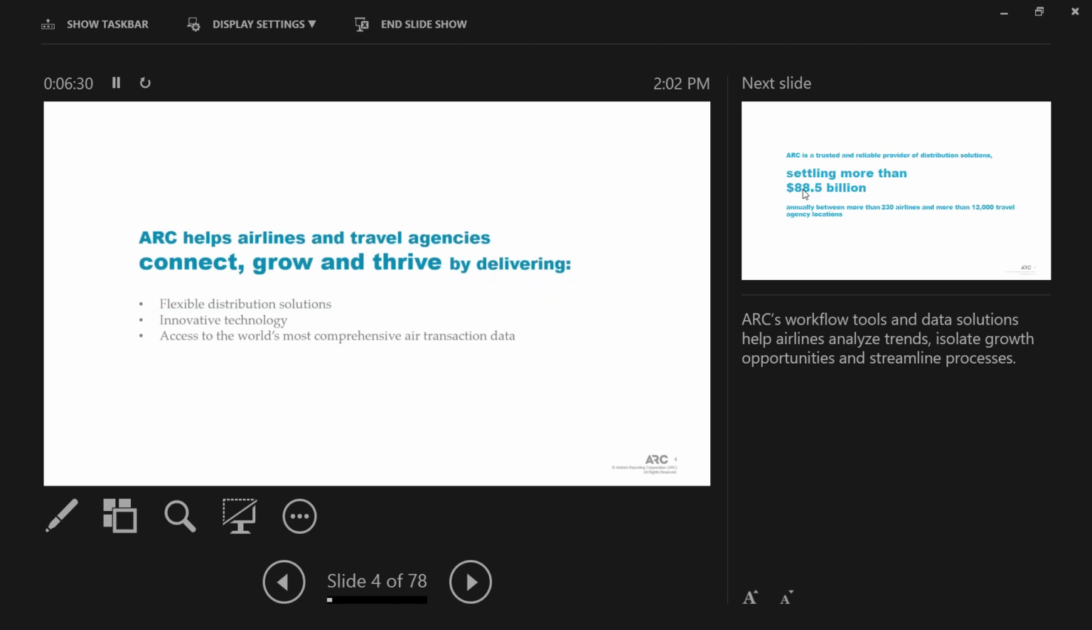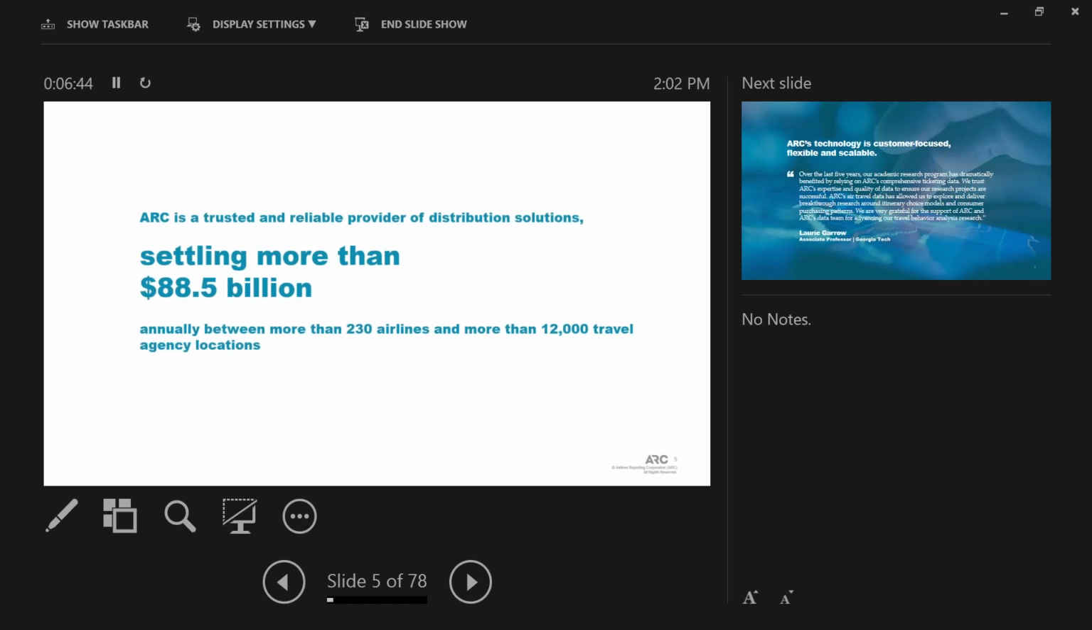ARC helps airlines and travel agencies connect, grow, and thrive by delivering flexible distribution solutions, innovative technology, and access to the world's most comprehensive air transaction data. ARC is a trusted and reliable provider of distribution solutions, and we settle more than $88.5 billion annually between more than 230 airlines and over 12,000 travel agency locations.